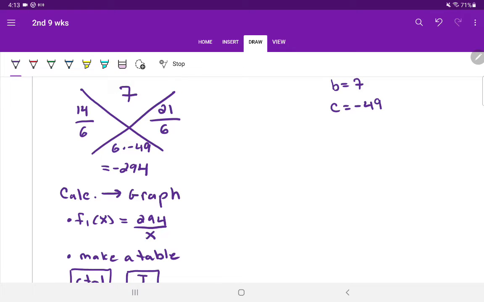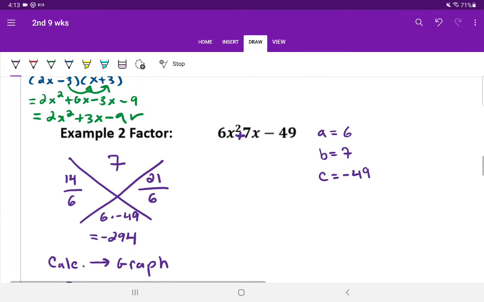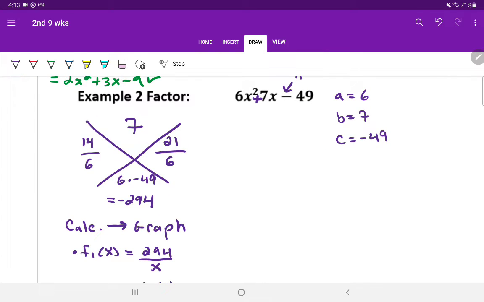Okay, so 14 times 21 gives us 294. Since it's negative 294, and from foreshadowing, again, this back sign is a negative, we're going to have a positive factor and a negative factor. One of those has to be negative, and since 7, the B coefficient, is positive, I'm going to make my bigger number positive, the 21, so I'll give the 14 the negative.